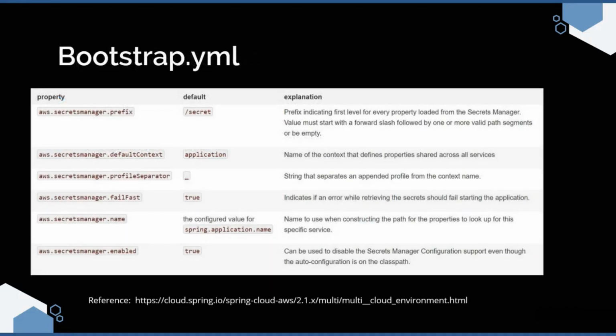And the last thing you need is the bootstrap.yaml file. These are the bare minimum properties you need to connect to your AWS Secrets Manager. Although all of these are optional, it's okay even if you don't have this, but if you don't give this, then your application will use the default values, right? So for your understanding, I have implemented all of these properties in my bootstrap.yaml file. Now let us go back to my Eclipse.